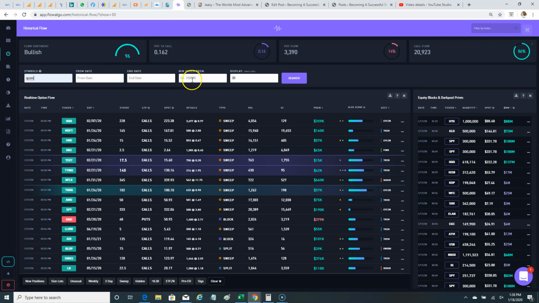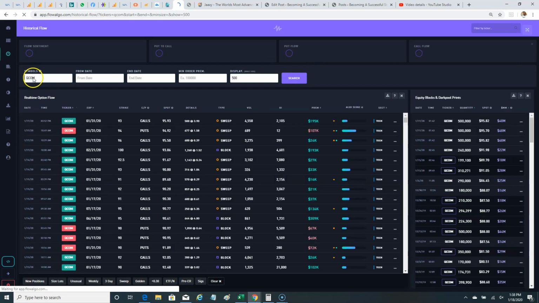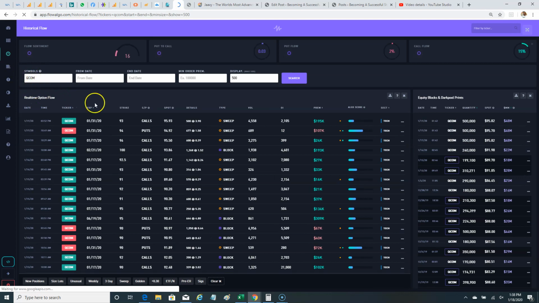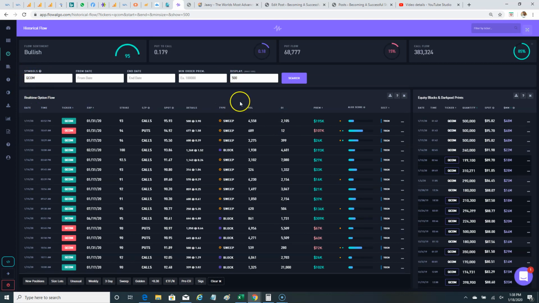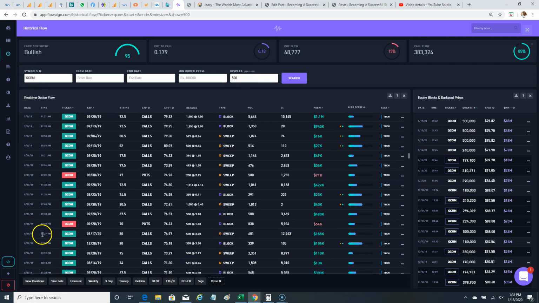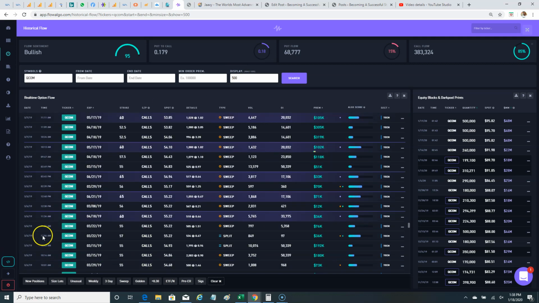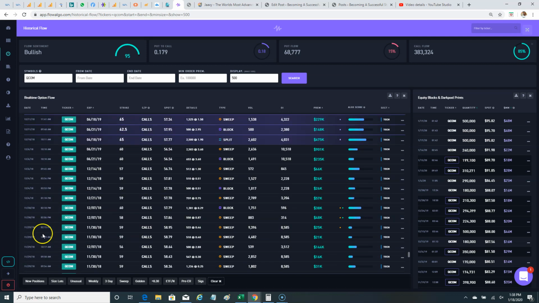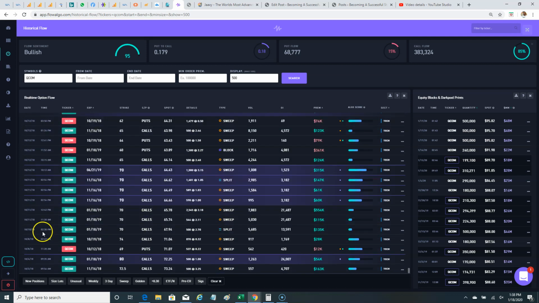For the minimum order, I'm leaving everything blank, meaning it's giving me everything. My display here defaults to, I usually put it to 30, but I don't know why. You can put it up to the maximum of 500 records. So it just means it will go back in history and show you as much option flow from Qualcomm as possible. Just as an indication, if I put it to 500, let's see how far back it goes. This is a good way actually for you to see how often there is flow for a specific stock.